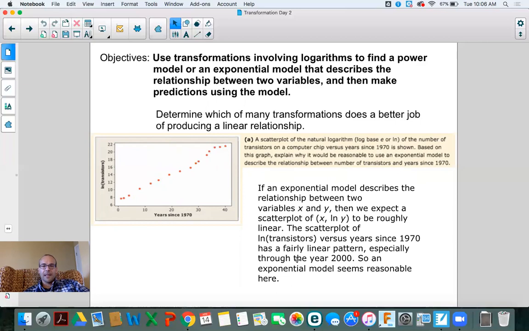So you don't need to get into the algebra of why. You don't need to get into the reasoning that doubling every 18 months is exponential. You can just use this transformation to say, you log the response, you keep the explanatory the same, it must have been an exponential relationship.